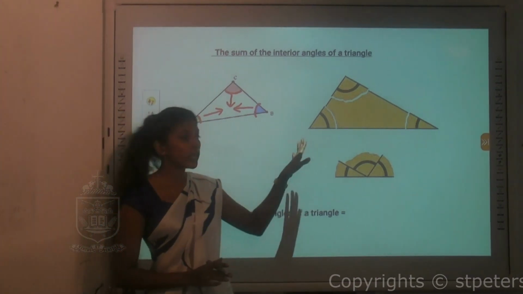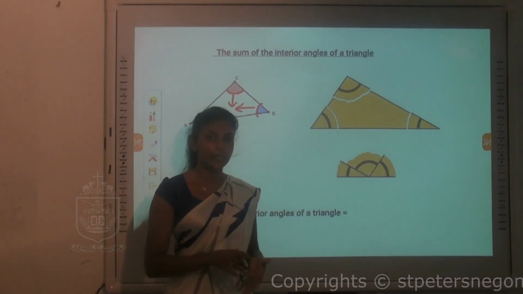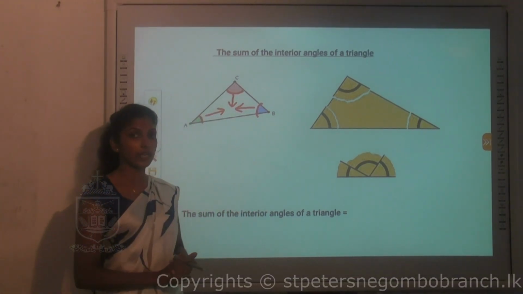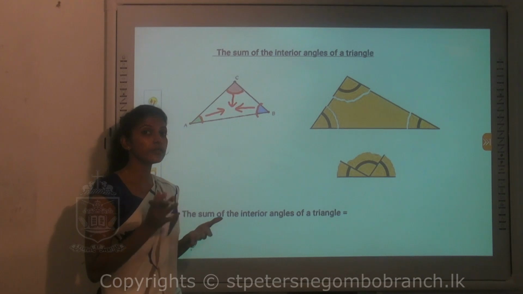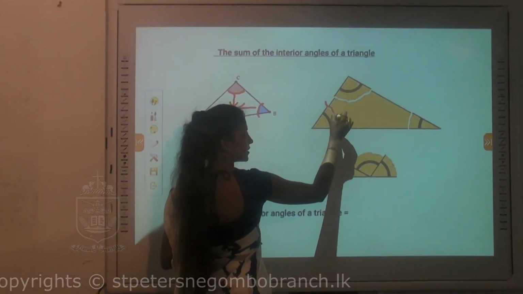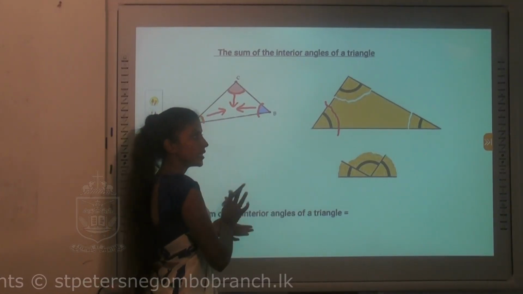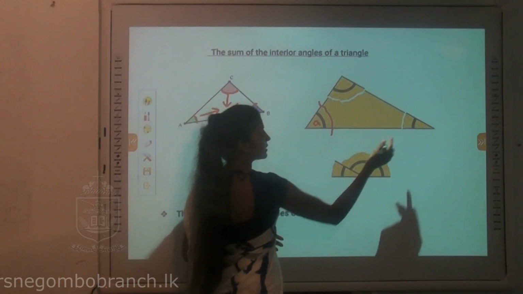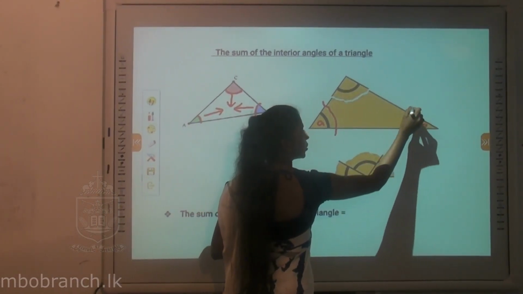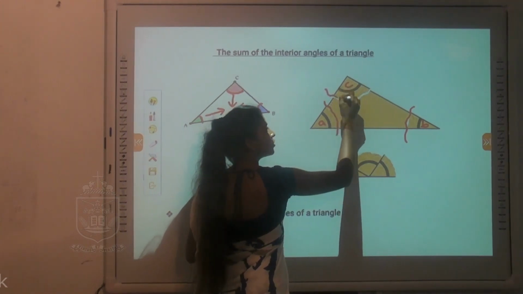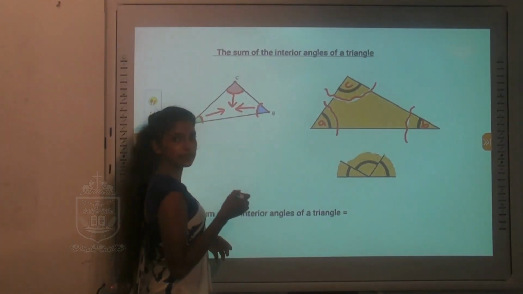Here you can take any type of triangle, right? It's acute, obtuse, right angle or equilateral. You can select any type of triangle and then separate out the three interior angles like this, as it is given in the diagram. You are going to take this angle out. Let's think this is angle A. You separate it out. Let's think this is angle B. You separate it out like this. Let's think this is angle C. You separate it out like this.